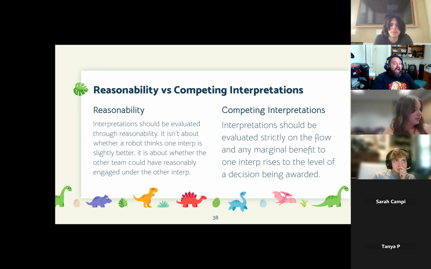I think that's true. I think there's obviously a set of arguments for reasonability that's like, yeah, but that's the judge's job. The judge has jurisdiction to decide these questions. That's literally what they're here for. And they don't necessarily need to do so on the basis of the flow.